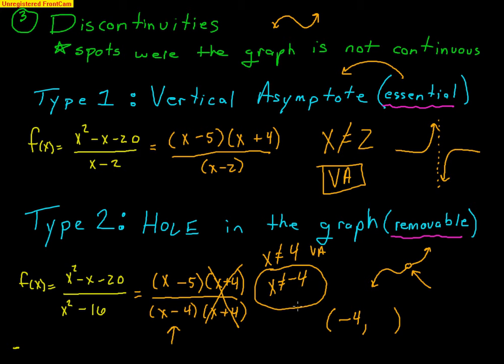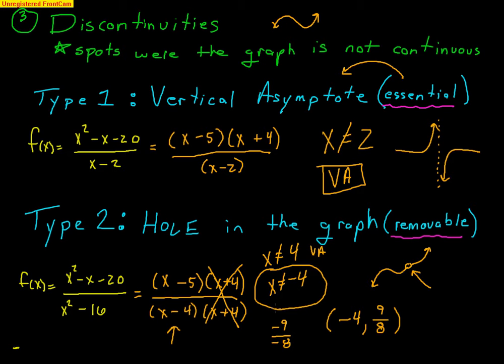So once you identify that -4 is a removable discontinuity because it made the top and the bottom 0, right? How do you find the y-coordinate is you plug that -4 into what didn't cancel. So -4 minus 5 is -9. -4 minus 4 is -8. So I get 9/8, positive 9/8. So the hole is actually at -4, 9/8. Now again, this does not exist. This is a point that's not really there, but you at least need to identify where that point that is missing is at, if that makes sense.